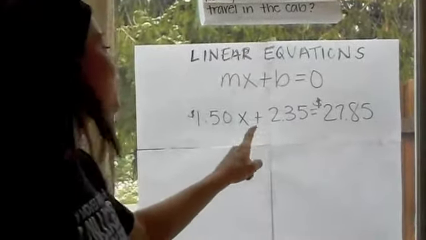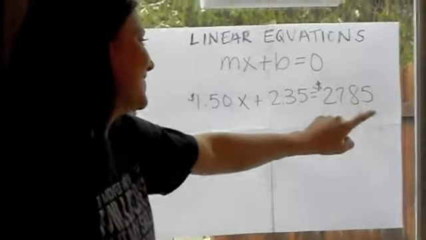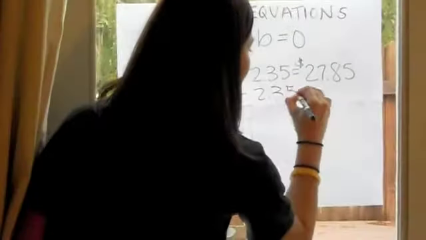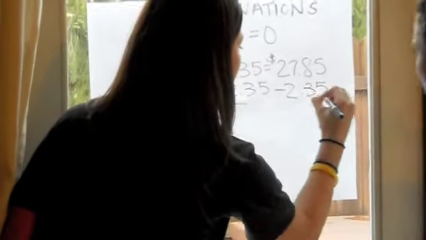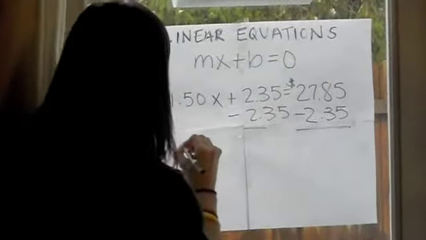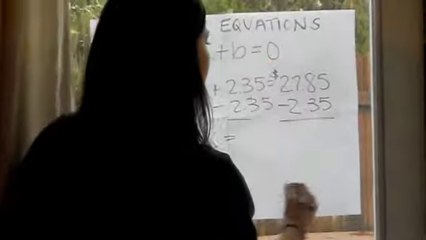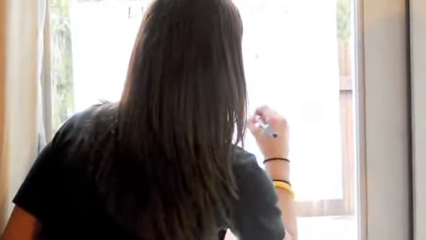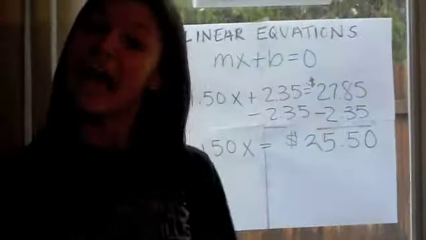We're going to minus 2.35 from both sides. So our equation will now be $1.50 x is equal to $25.50.